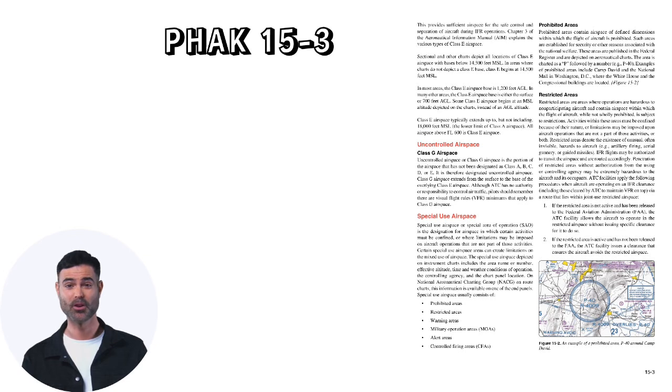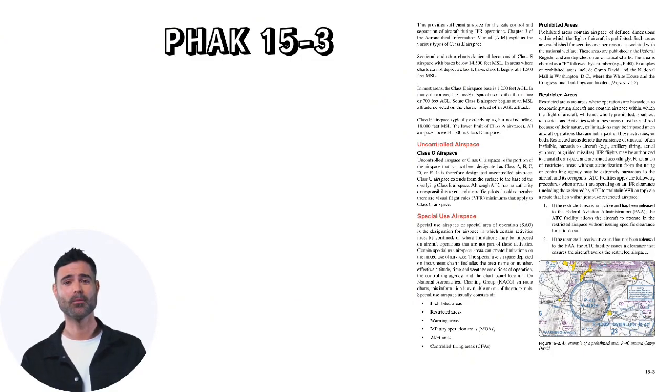IFR flights may be authorized to transit the airspace and are routed accordingly. Penetration of restricted areas without authorization from the using or controlling agency may be extremely hazardous to the aircraft and its occupants. ATC facilities apply the following procedures when aircraft are operating on an IFR clearance, including those cleared by ATC to maintain VFR on top via a route that lies within joint use restricted airspace.